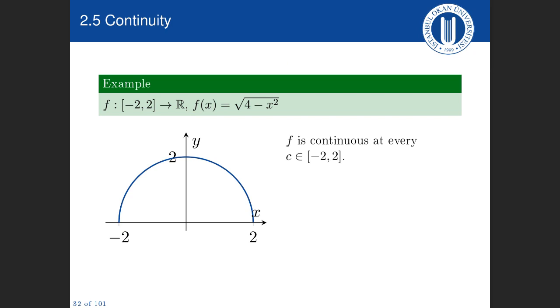f of x is equal to the square root of 4 minus x squared. This function is continuous at every c between minus 2 and 2. Intuitively, if we put our pen on the paper, we could draw this graph in one go without having to lift our pen in the middle. More precisely, the function is defined for every value between minus 2 and 2. The limit exists at every c between minus 2 and 2, and the limit is always equal to the value of the function.